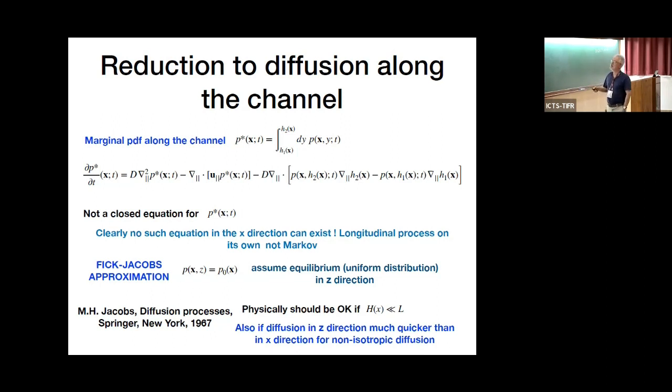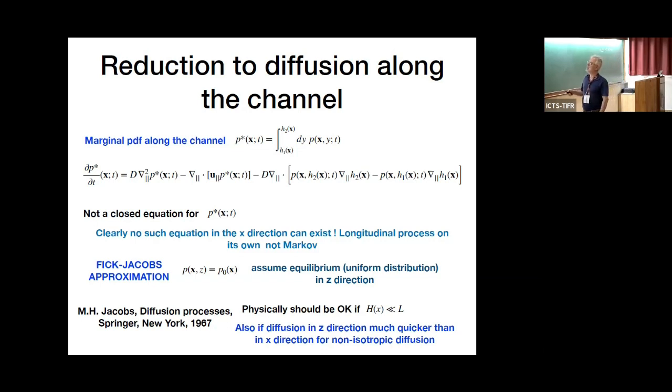If you put this into the original equation, you find that the marginal distribution has a diffusion equation. This is just the Laplacian parallel to the channel. You have the same drift term as you had before, but unfortunately, you also find these extra terms here, which depend on the full probability density function for x, but measured at the extremities, at the top and the bottom of the channel. So you don't have a closed equation for P star. It's a bit disappointing.